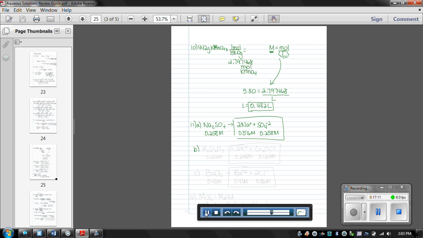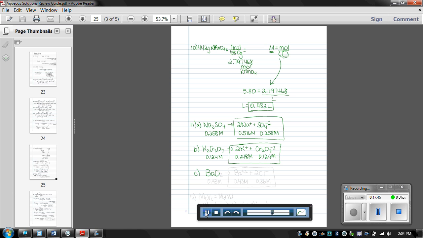For B, we have K2Cr2O7, and they tell us its concentration is 0.124 molar. So again, it's going to break into its ions, so 2 K pluses and 1 dichromate. So the ratio, 1 to 2 and then 1 to 1. So this one's going to be 0.248, and this one's going to be 0.124. Remember, what's on the left side and on the right side does not equal. Okay, it has to do with the ratios.